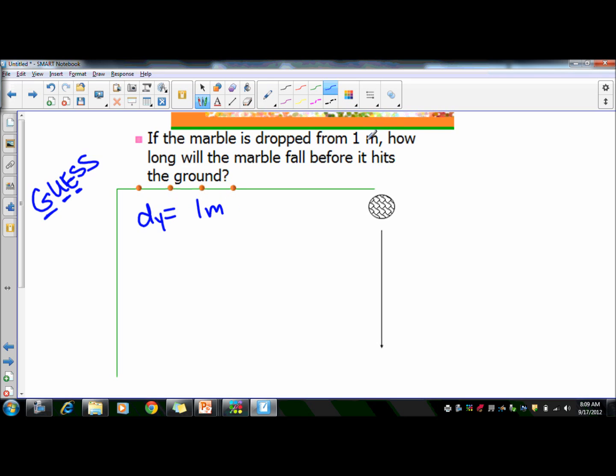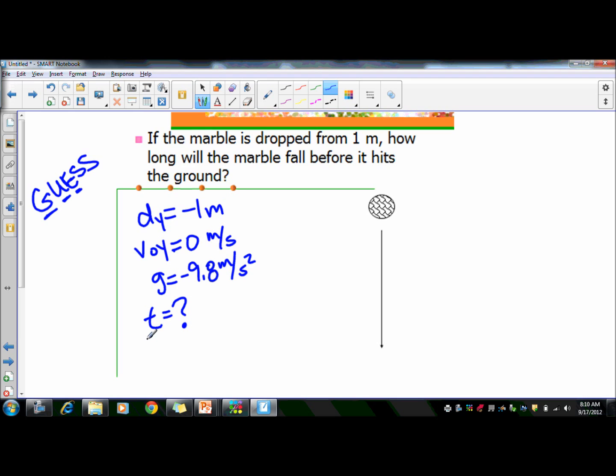Now which way is it going? Since it's dropped, it's going down. So this will be a negative 1 meter. See, down for 1 meter. We also just said that our initial velocity is 0 meters per second. And what's affecting this? Gravity. So that's negative 9.8 meters per second squared. And then we want to know how long the marble will fall. So we're looking for time.